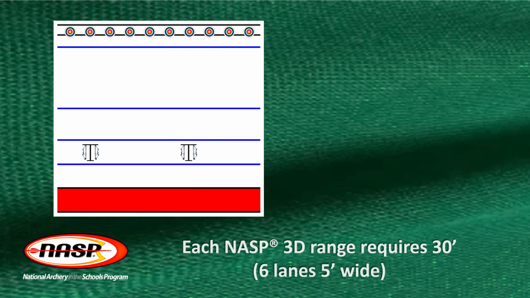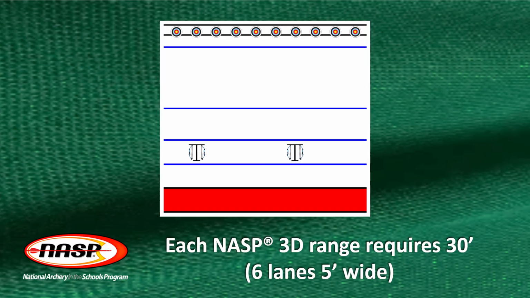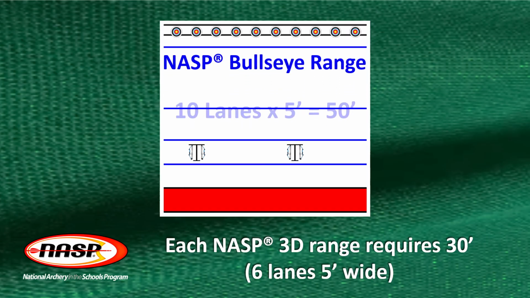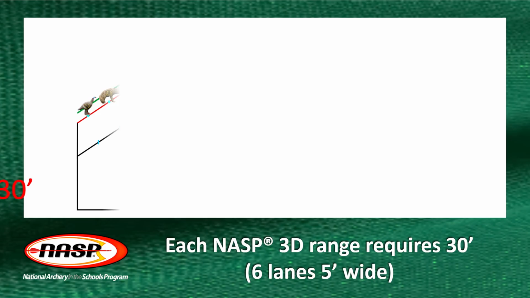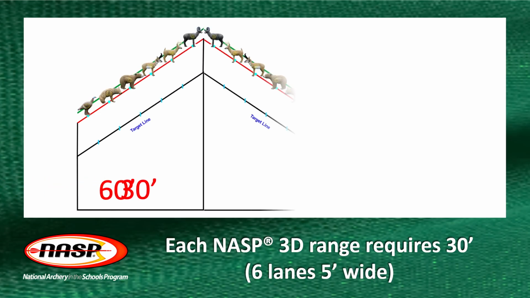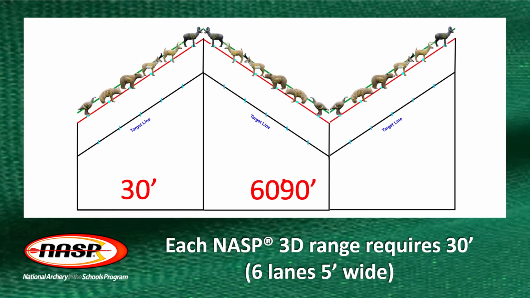When planning your tournament, it is critical to remember this key difference between planning a NASP bullseye range and a NASP 3D range. When designing your bullseye range, you plan in the number of 5-foot lanes your facility will hold. However, when designing your NASP 3D range, you must plan in the number of 30-foot ranges your facility will hold.